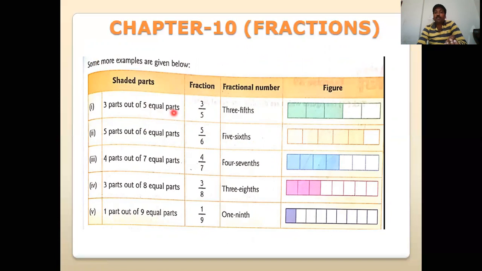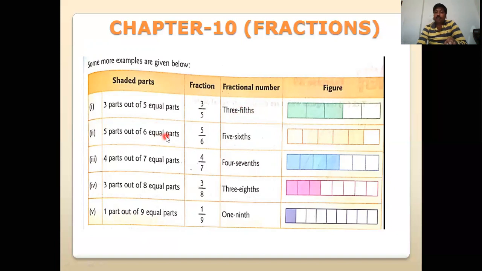Now 3 parts out of the 5 equal parts. Number of shaded parts: 3 parts, 1, 2, and 3, write it above, and 5 is the total number of parts, written right below it. In this way 3 by 5 is the portion of the shaded part of this figure. And now we can write this number as 3/5.